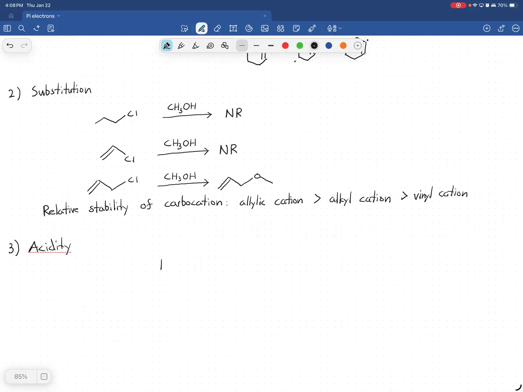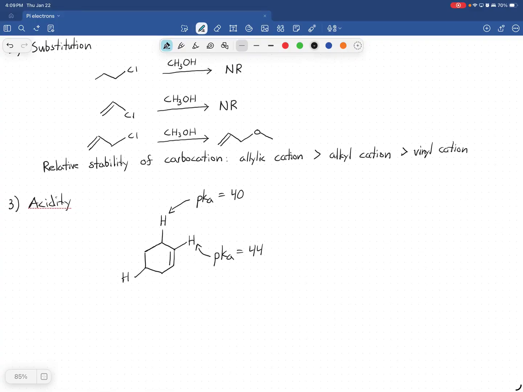Okay, so let's draw our cyclohexane again. All right, so now we're going to list the different acidities for these three hydrogens. So this pKa is around 40. You don't have to memorize this, okay? This is for illustrative purposes. This pKa is an alkene. That's 44.